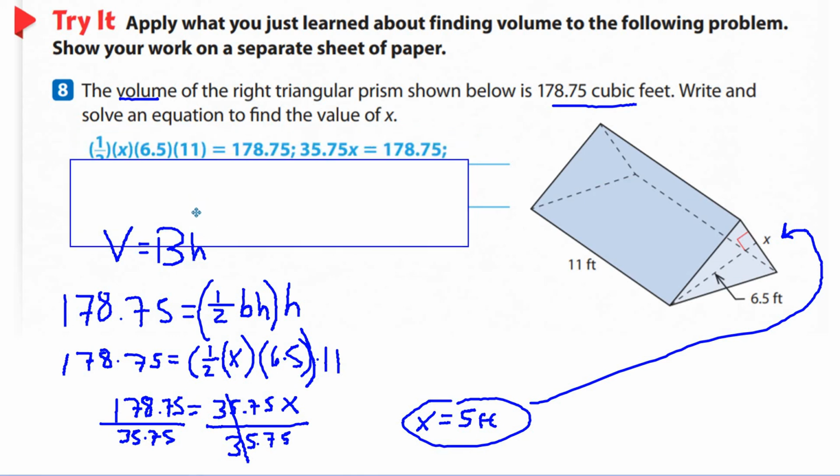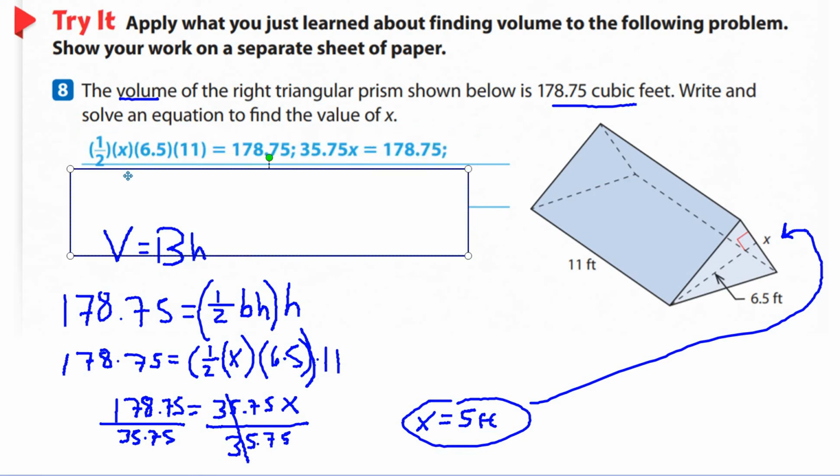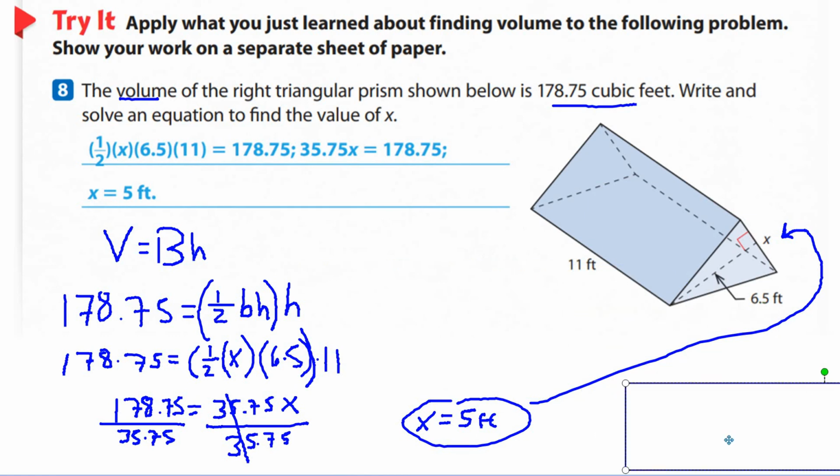Let's see what they did. Immediately they wrote the half times base times height for the triangle times the whole height, right? We wrote it out. They didn't. And then they did the math. It equals 178.75. So 1/2 times 6.5 times 11 is 35.75. We're left with x. And then you divide on both sides and you get x equals 5. Again, if you're stuck, you can always go back and replay this video.